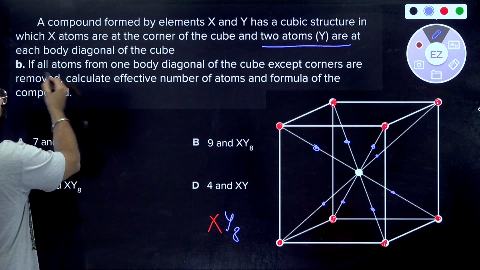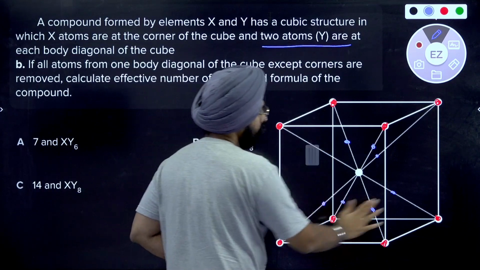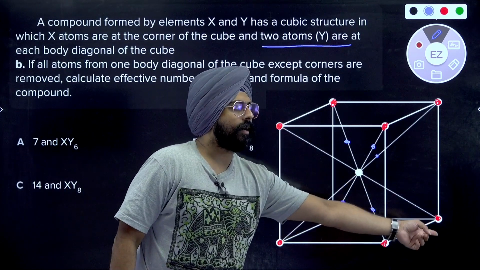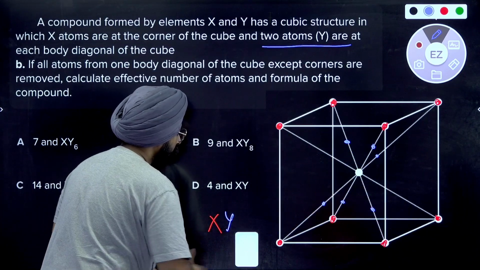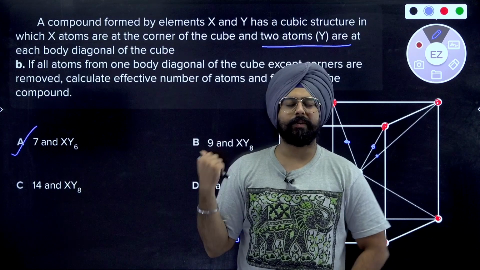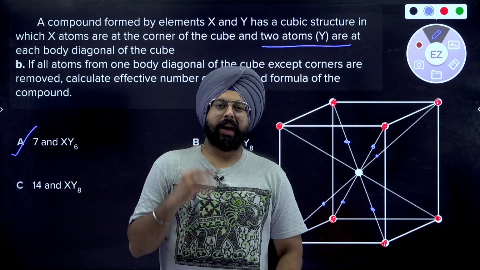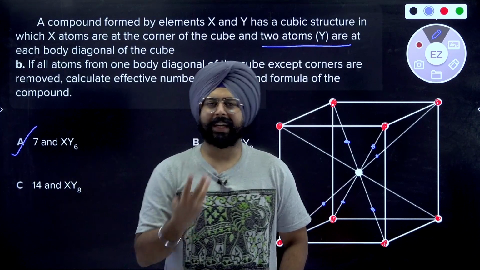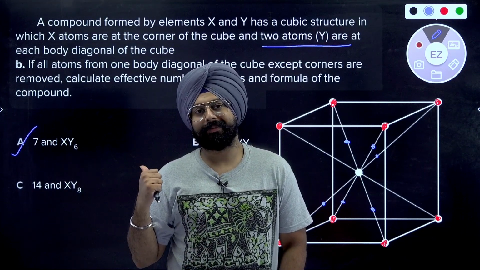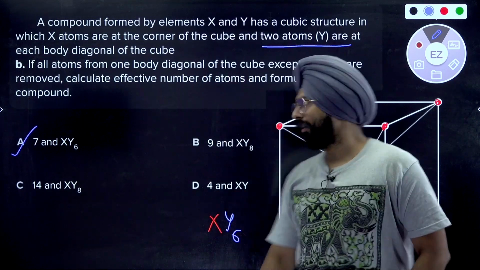Great. If all atoms from one body diagonal of the cube except corners are removed, calculate the effective formula. Very simple, right? We don't have to remove the corners, but we have to remove the atoms along one body diagonal. What's the remaining formula? It's an extremely simple question, and I'm sure a lot of you will be able to do it in the first go. But people hardly ever associate chemistry with imagination, chemistry with geometrical drawings. Therefore, believe it or not, a lot of students wouldn't be able to solve this question if it came in their examination. So if you are able to understand the science behind this question, very good.